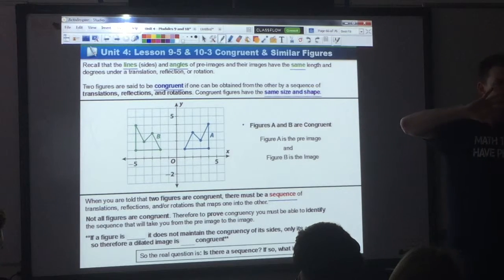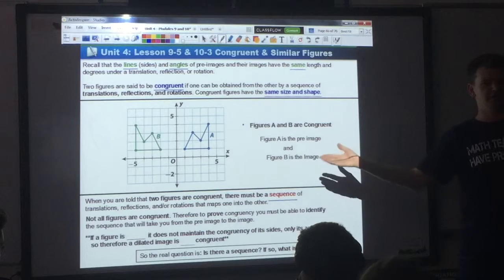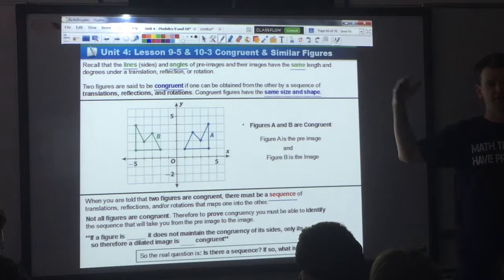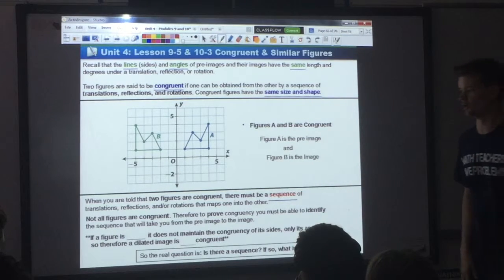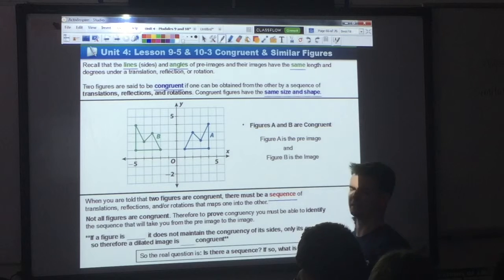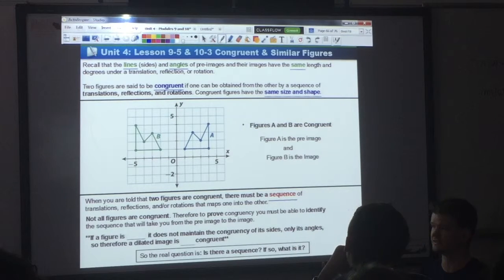If you're dealing with two different shapes, let me ask you a question here. This is just basic. If you have a square and you have a circle, are they going to be congruent? Obviously not. If you have a right triangle and an isosceles triangle, are they going to be congruent? No, they're not. Okay, so the shape is immediate. Size is the other thing.